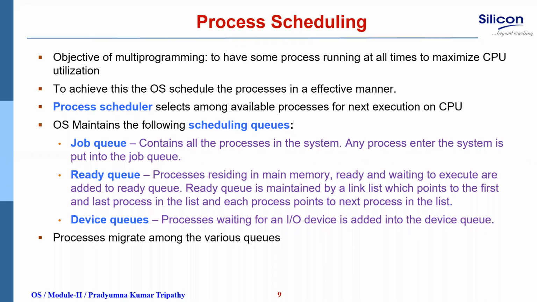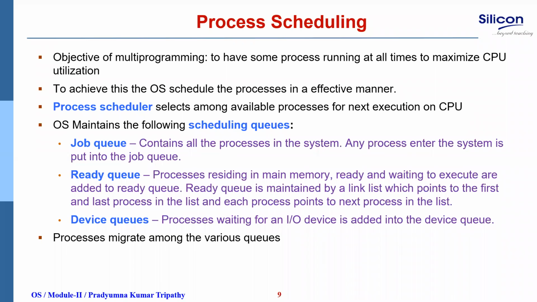Is that clear? There might be 100 processes that want to execute; they will be brought and put in a queue that is called the job queue. Out of those, some will be selected and brought to the memory for execution. Processes residing in the main memory, ready and waiting to execute, are put in a queue that is called the ready queue. Is it understood what I am saying? Any process that enters is put in the job queue. The process which is ready and just waiting for the CPU for execution is put in the ready queue.